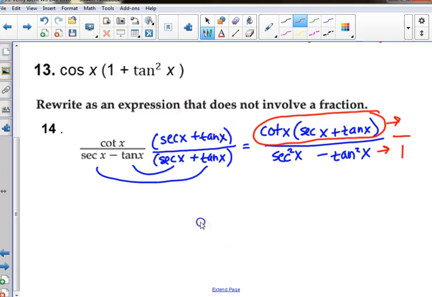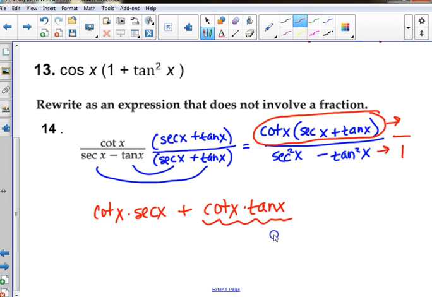Okay. What should I do? You want me to distribute? Okay, so it'll say cotangent x times secant of x plus cotangent of x times tangent of x. And it's all over 1, so we don't have a fraction anymore. Cotangent times tangent, those are reciprocals. So without even writing out another step, I should know that that's just 1, right?